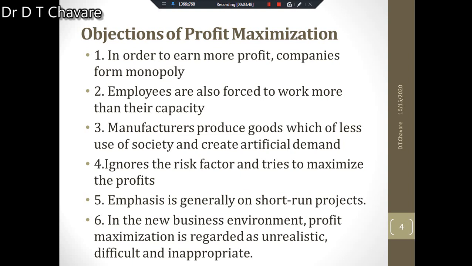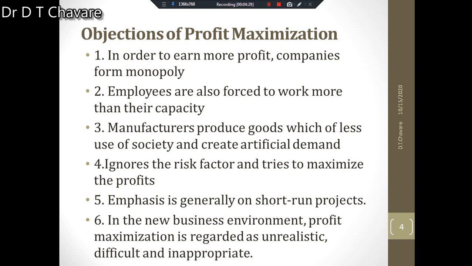If any company is going to earn more profit, the people of the society think that the companies form monopoly in the market. This is the first objection. Then the second objection: employees are also forced to work more than their capacity. It means whatever the capacity of the employees is, they are made to work beyond that capacity. That's why employees are forced to work more and more than their capacity.